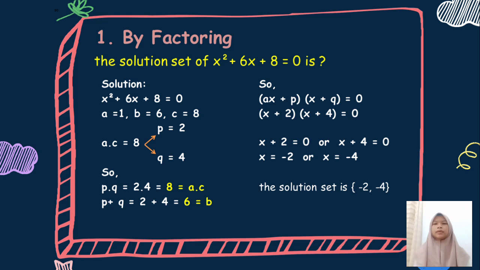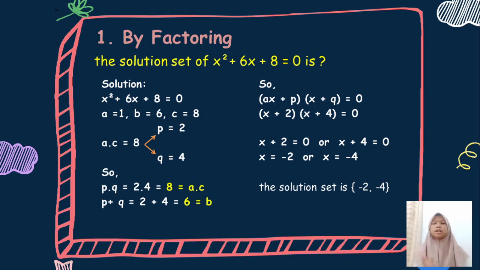The solution set of x squared plus 6x plus 8 equals 0 is: first, we determine the values of a, b, c. In this equation, a is 1, b is 6, and c is 8. Then, the product of a times c is 8. And the factors of 8 are 2 and 4. So, p equals 2 and q equals 4.